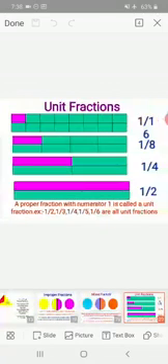Now we will see unit fraction. Unit means number 1. You know that unit place. That means a proper fraction with numerator 1 is called unit fraction. Denominator may be different, but the numerator is always 1, that is called unit fraction. For example, 1 by 2, 1 by 3, 1 by 4 and so on.